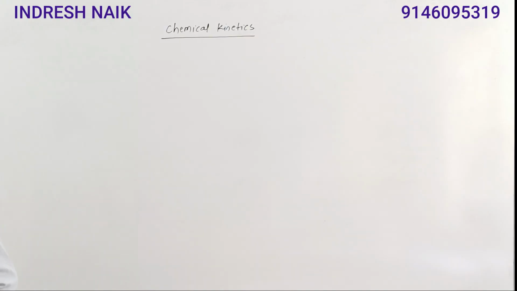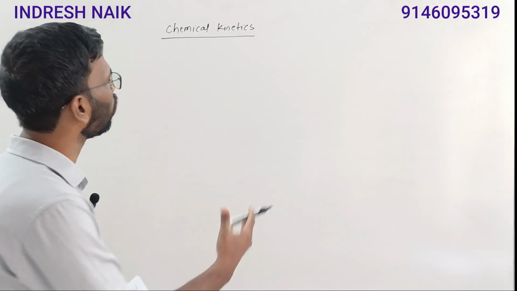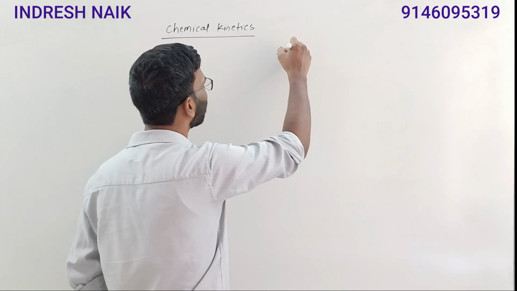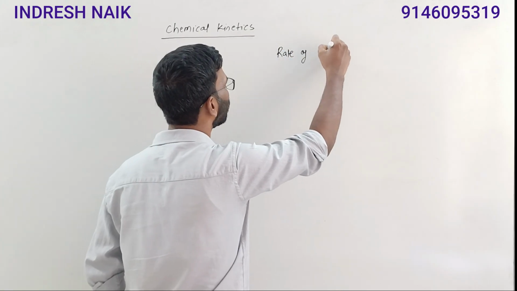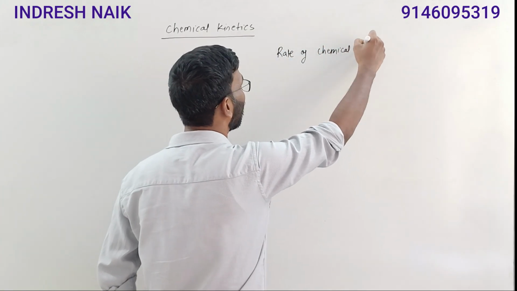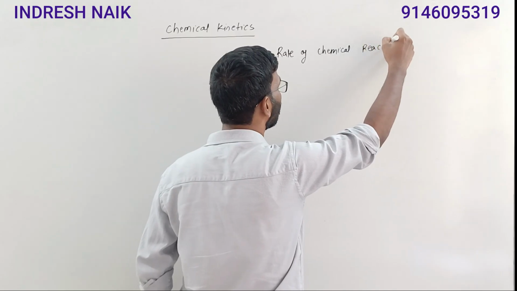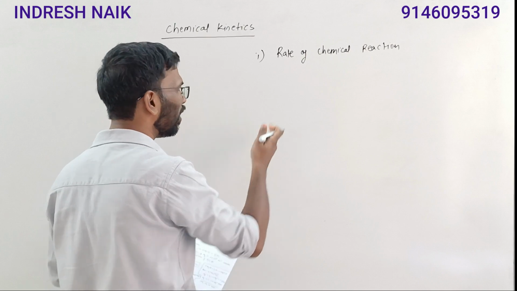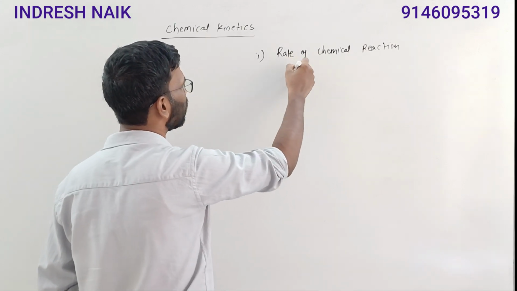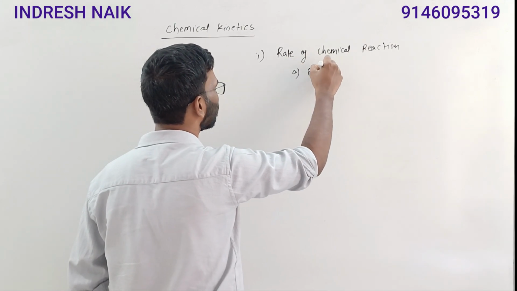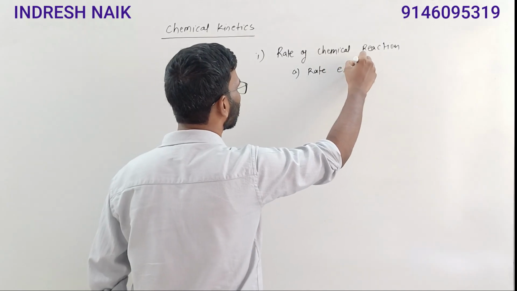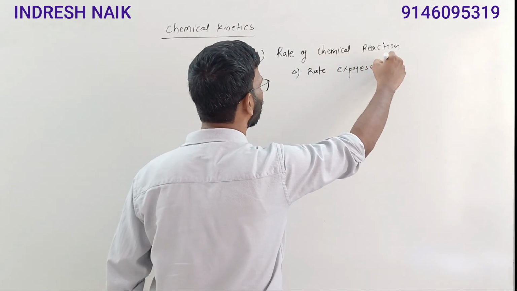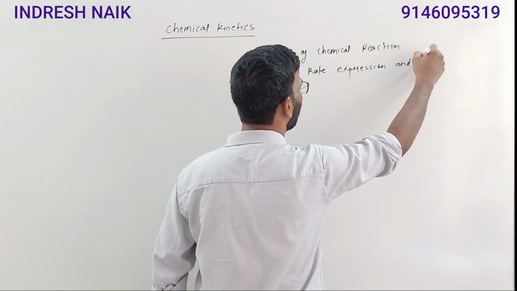First topic is rate of chemical reaction. We write this to be a rate of chemical reaction. Right, this is the first thing. Second, we are going to write a rate expression. In this we can understand rate expression and rate law.